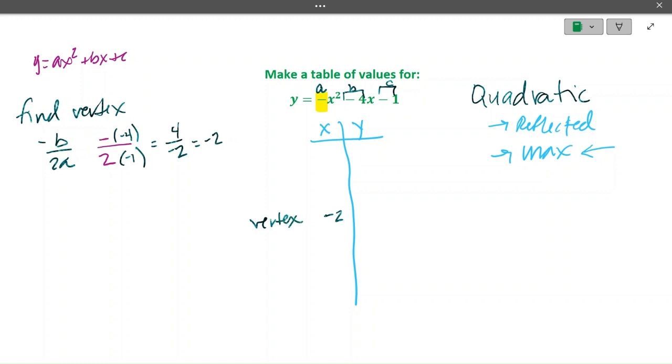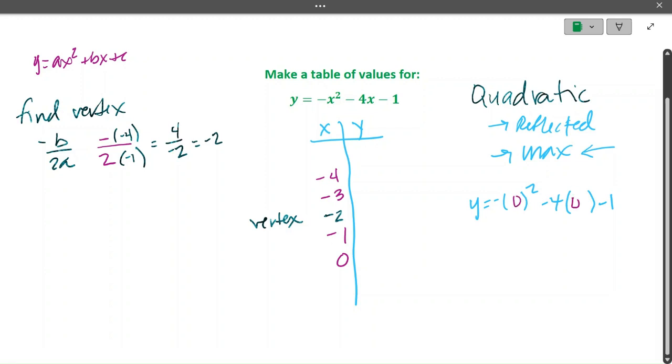And I'm just going to pick a few points around that vertex. So we'll do negative 3 and negative 4 and negative 1 and my favorite for tables, 0. Let's go ahead and put 0. I'm going to erase this a little bit, it's a little cleaner to see. I'm going to put 0 in everywhere I see x. I'm going to set this up so we can substitute really easily. Okay, so when I do that, I'm left with my c term, which is negative 1.